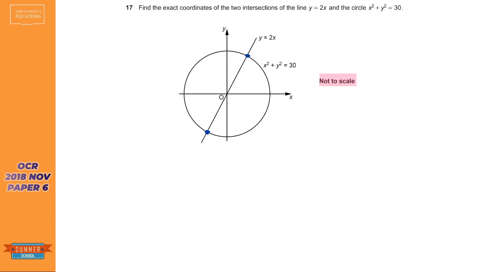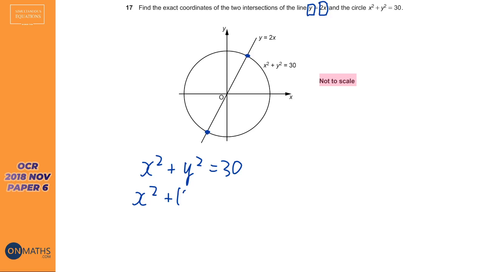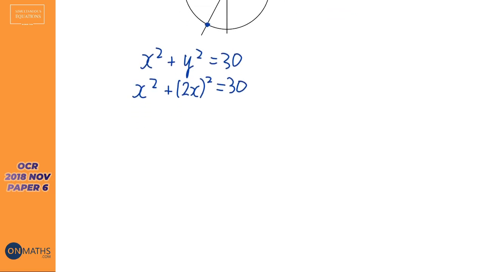So I'm going to write just the circle equation, but since we know that the x's and the y's of both the equations are exactly the same at the points of intersection, instead of writing y, I'm now going to rewrite it by writing 2x. So we've got x squared, but instead of writing y, I'm going to write 2x, and we've got to be careful here because it needs to be in brackets, because it's the whole of the 2x that's being squared. Okay, and that's all we need to be able to solve this.